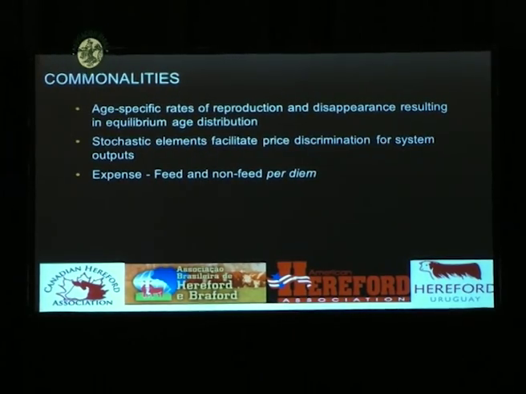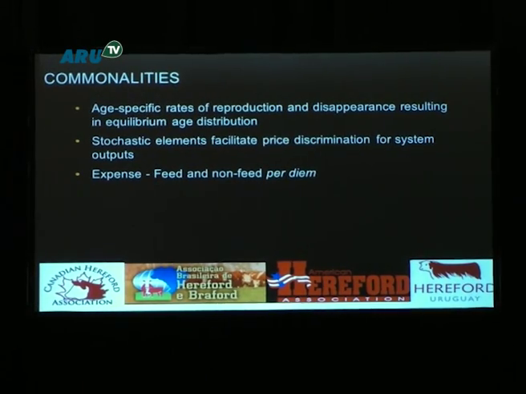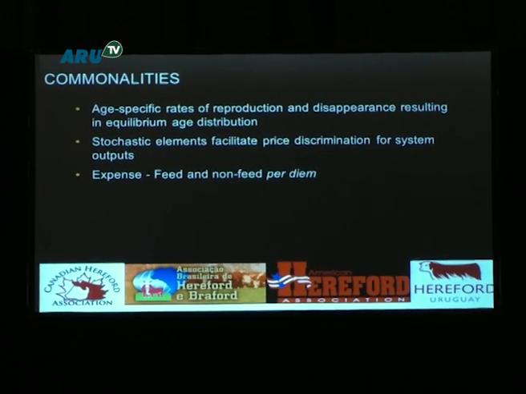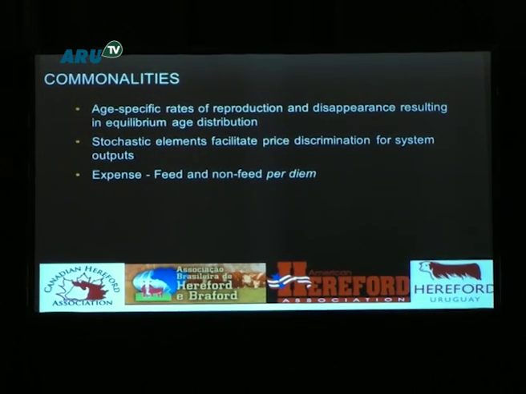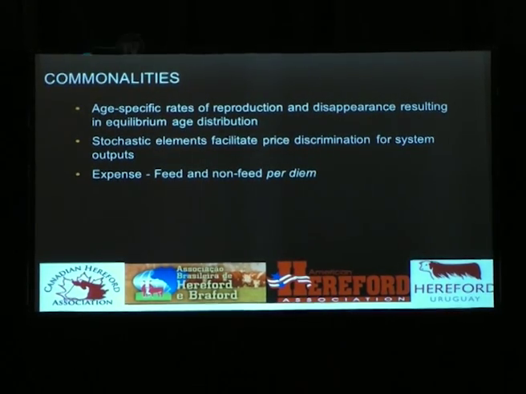So there are some commonalities in the models that I've done that are associated with all of the work that I've done, and most of the work that was done for Uruguay. We look at age-specific rates of reproduction and disappearance that result in an equilibrium age distribution. It's not necessarily the age distribution that's present on your farm at any one point in time, but if you had 100 years of sample from your farm, it's that age distribution that would be present in the long term.